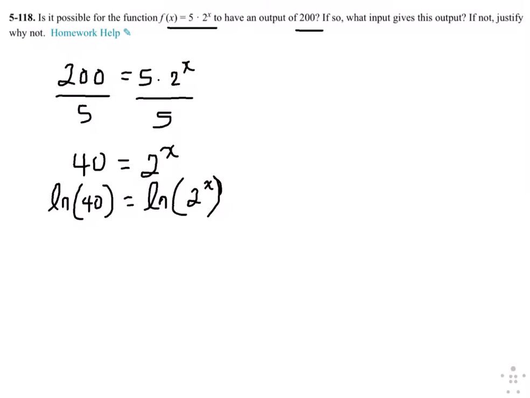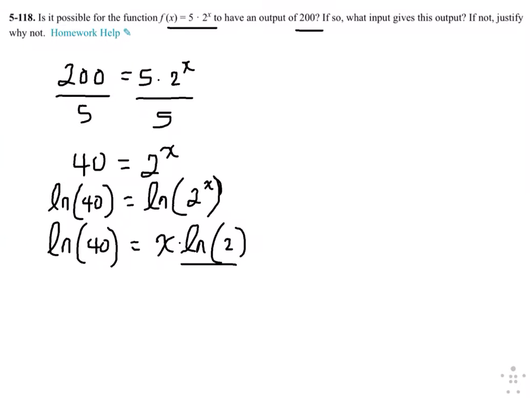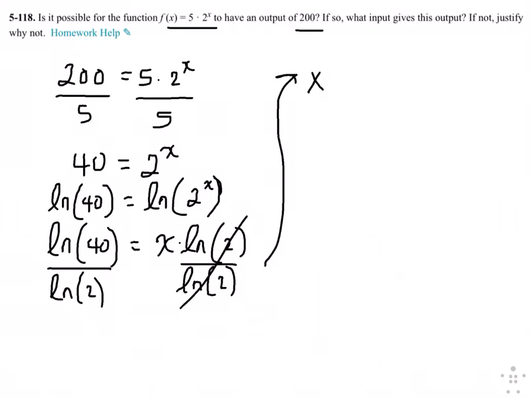So now this becomes natural log 40 equals x times natural log of 2, right? So I can divide both sides by natural log 2, right? So we get a natural log 2 over here, so that cancels. This gives us x equals natural log 40 over natural log 2.